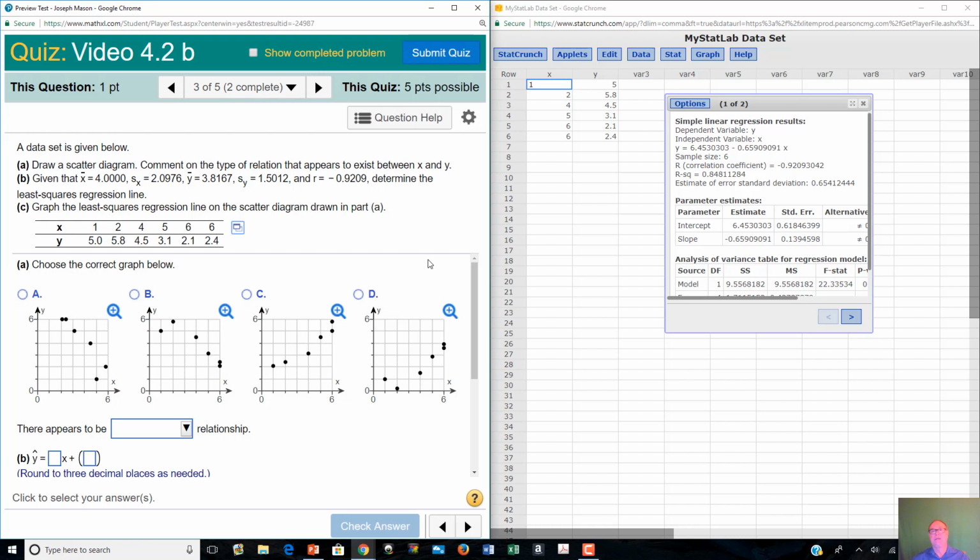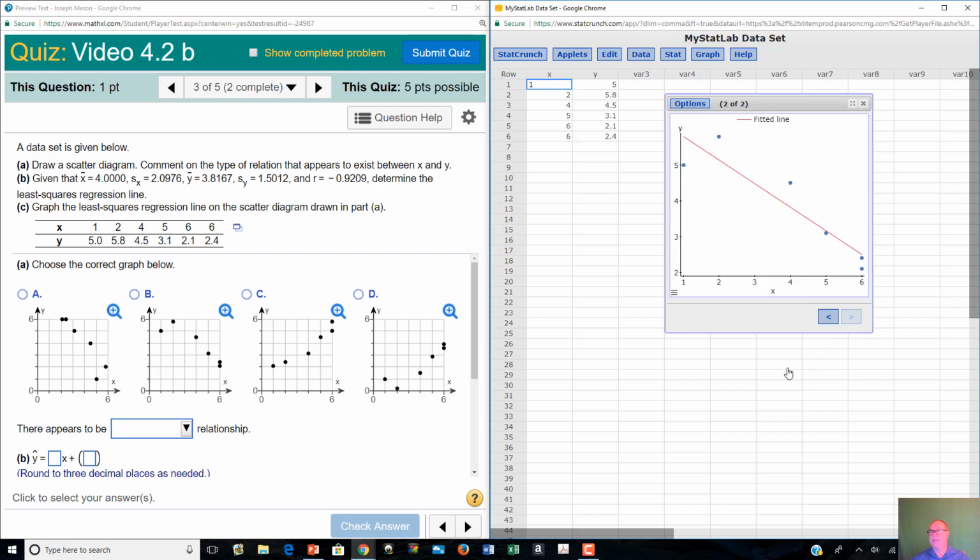Okay, so now we have the right and the left. If I click the arrow, now I see my scatter plot. So I have to decide, is it going to be A, B, C, or D? Well, I can almost throw D out. I can probably throw C out. So it's going to be A or B, and if I look closely, these 2 points here are apart, so I'm going to say it's going to be B.